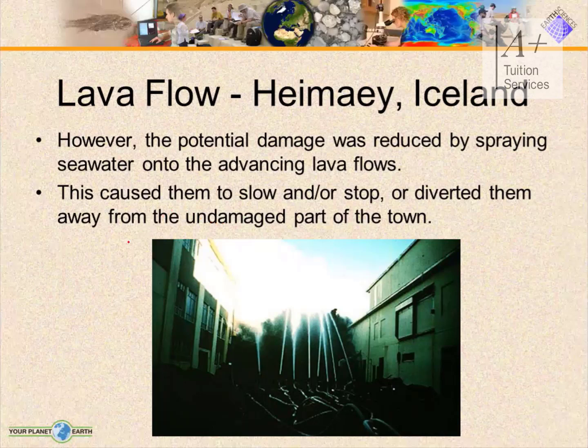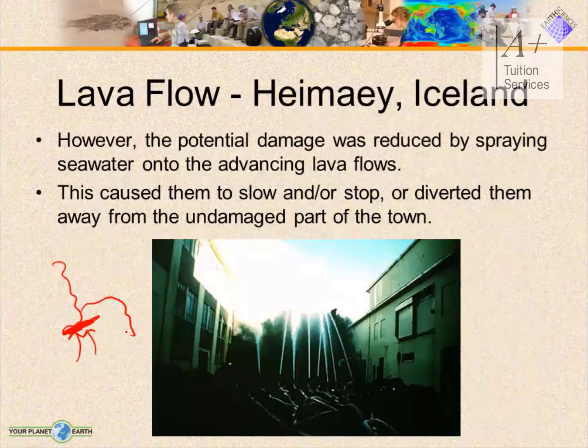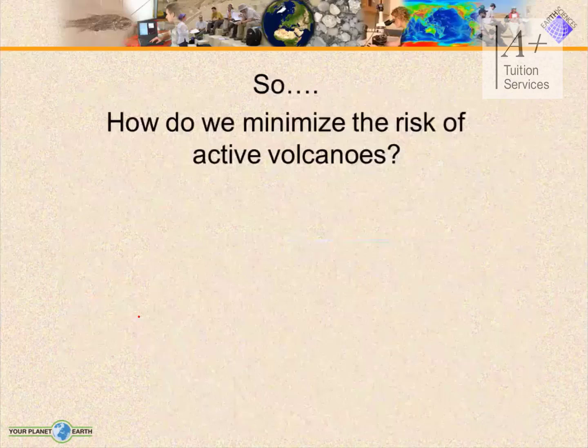So even though, let's say the lava is flowing like this, and they are pitching out water this way, it will cause here to become solidified. It will cool it, so it will stop, but it can also take a next course. So it diverted it away from an undamaged part of town. So let's say this is the whole town here, and we're trying to save it, so we just throw water here, it cools here, and then it diverted to a part that wouldn't really cause a lot of damage.